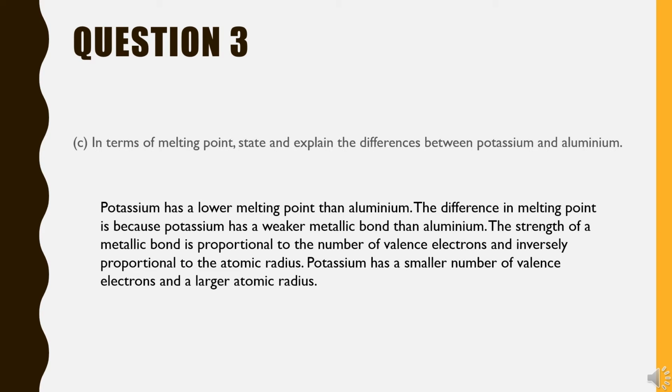To answer this question, we need to understand the factors that affect the strength of metallic bonds in metals, which are the number of valence electrons and atomic radius. Potassium has a lower melting point than aluminium. The difference in melting point is because potassium has a weaker metallic bond than aluminium. The strength of a metallic bond is proportional to the number of valence electrons and inversely proportional to the atomic radius. Potassium has a smaller number of valence electrons and a larger atomic radius.